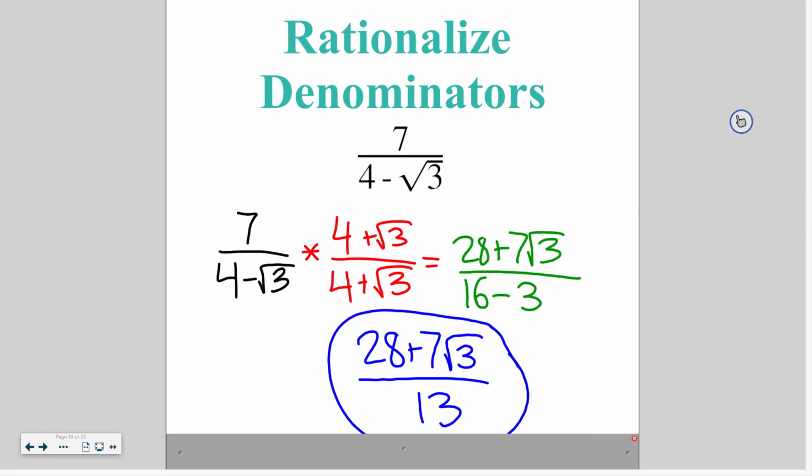You end up with 28 plus 7 square roots of 3 over 13. If you have questions about this or any other part of the lesson, please let me know when you get to class.